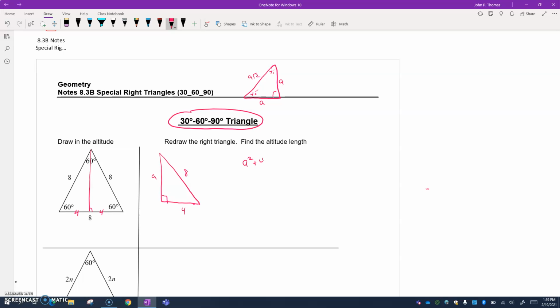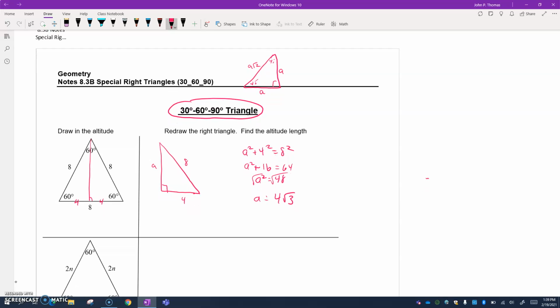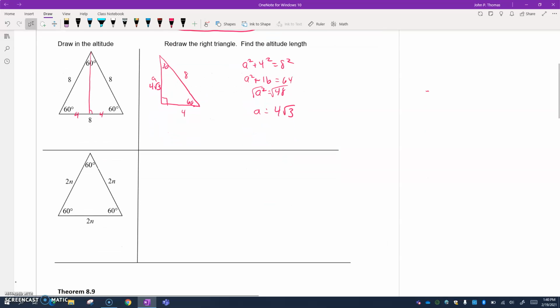So A squared plus 4 squared equals 8 squared. That's A squared plus 16 equals 64. Subtract the 16, I get A squared equals 48. When I take the square root of both sides, that gives me A equals, and if I do the simplification work on that 48, I will get 4 root 3. So the missing side is 4 root 3. And again, this is just using the Pythagorean theorem, and we have a 30, because that top angle is bisected, and a 60 down here.